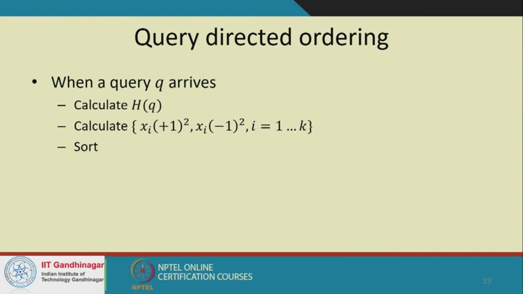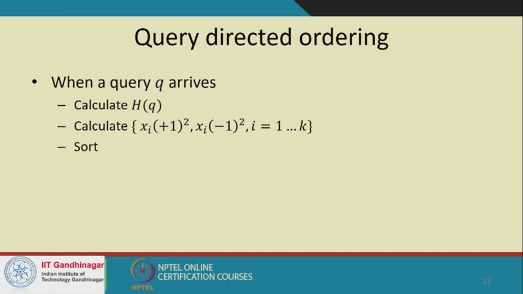So when a particular query q arrives, we create the order in which to search the buckets, and we want to sort the buckets according to the score of δ. And remember that the score of δ depends on the query q. So how do we do this efficiently?